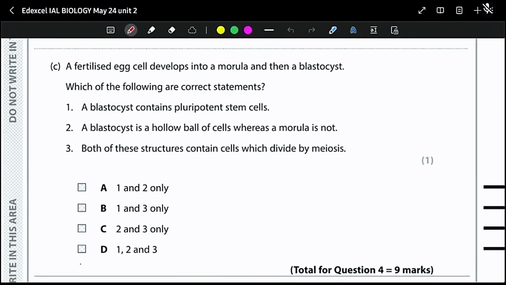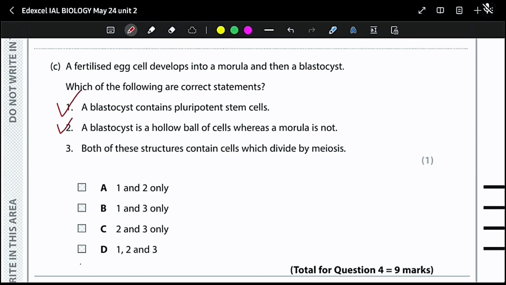C. A fertilized egg cell develops into a morula and then a blastocyst. Which of the following are correct statements? 1. A blastocyst contains pluripotent stem cells. We know they contain pluripotent stem cells, so 1 has to be correct. 2. A blastocyst is a hollow ball of cells, whereas a morula is not. So this is also correct.